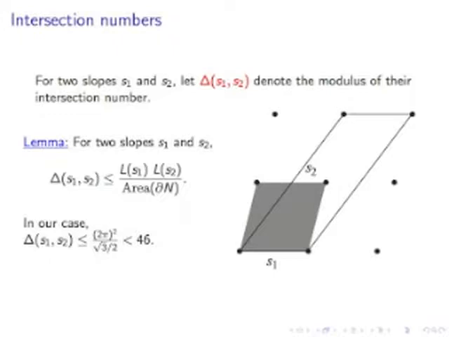Rearranging, the formula is equivalent to saying that the area of the torus times the intersection number is less than or equal to the length of S1 times the length of S2. But the area of the torus times the intersection number is the area of this parallelogram spanned by S1 and S2. And clearly, the area of a parallelogram spanned by S1 and S2 is at most the product of their lengths. So that gives you that.